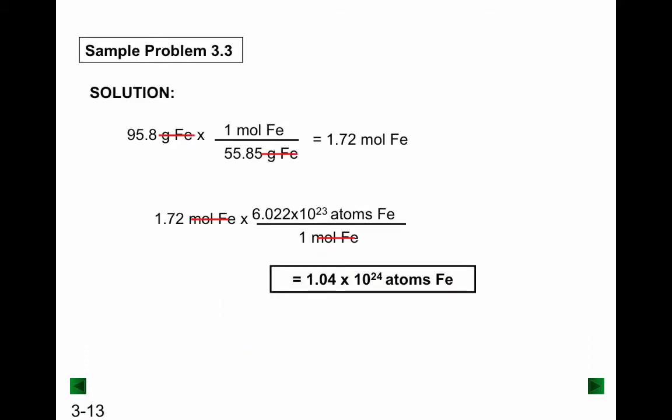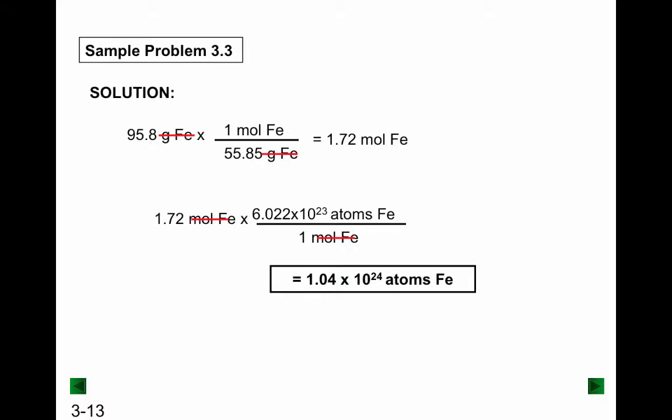So starting with 98.5 grams of iron, we would divide by the molar mass of iron, which is 55.85 grams per mole, and then we could convert moles of iron to atoms of iron by multiplying by Avogadro's number to get the value that you see here. Remember, rounding to the correct number of significant figures, we obtain the answer of 1.04 times 10 to the 24th iron atoms.